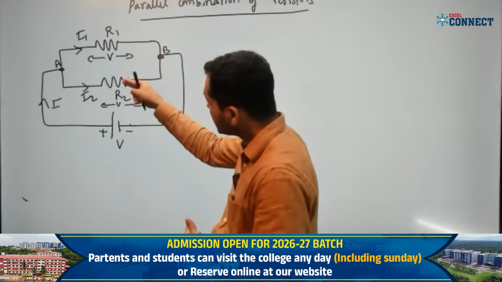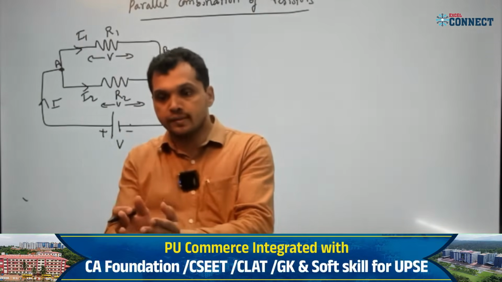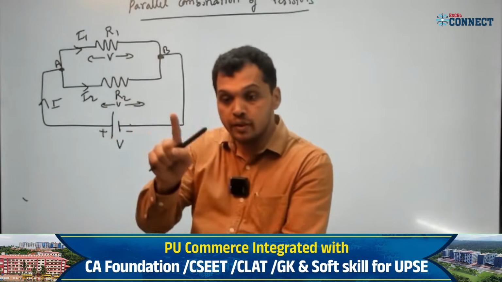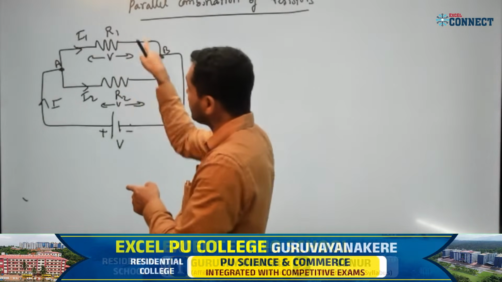Now I have to get the equivalent resistance of this combination. That means instead of two resistors, I have to replace them with one single resistor whose value is equivalent to this circuit. That I have to do here.